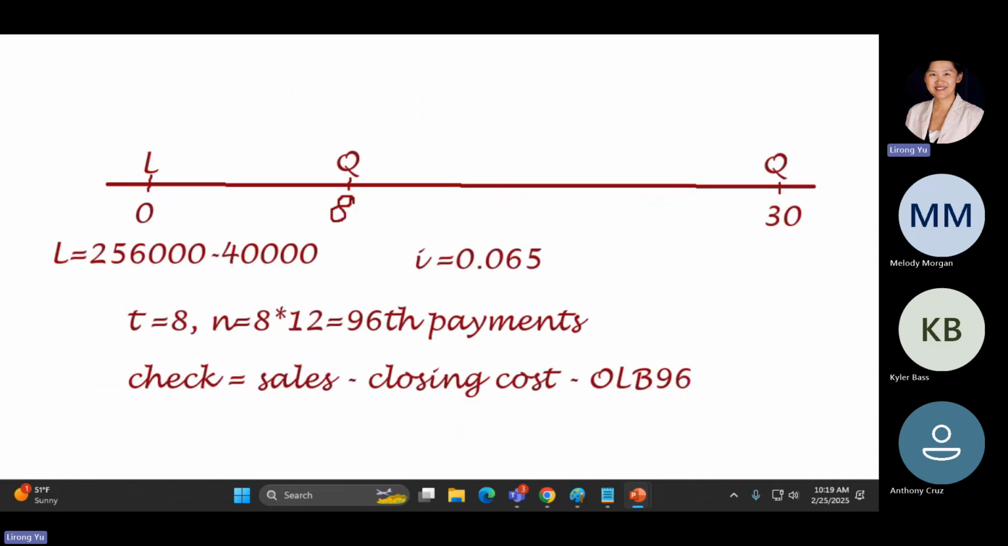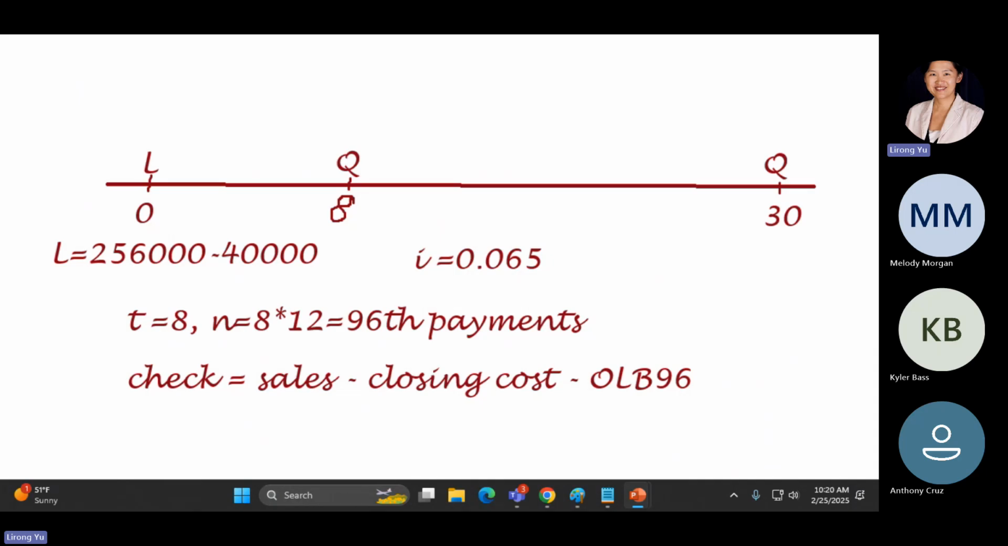So we need to know the monthly interest rate calculation. So upfront, when you read the question, you have to collect information. In the question, identify key information. So the number of payments is 96. If you're trying to find the check, it will be sales minus closing cost minus the outstanding balance at 96. So if we find out the outstanding balance at 96, the rest is straightforward for the computation.